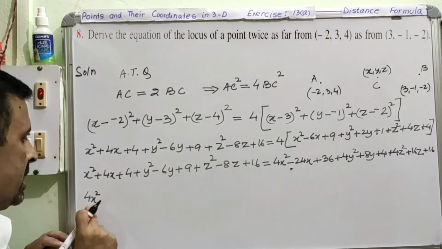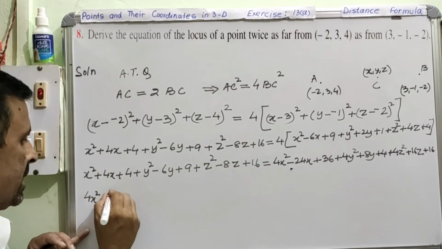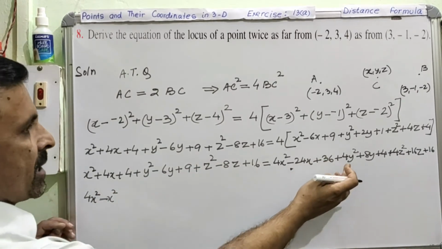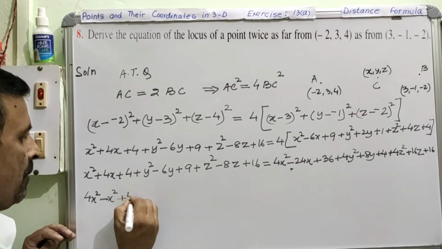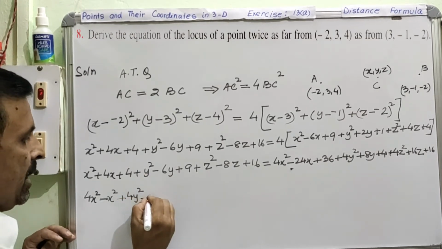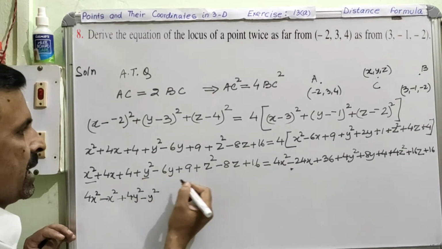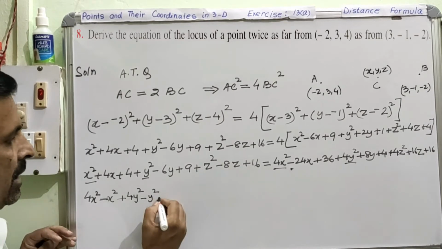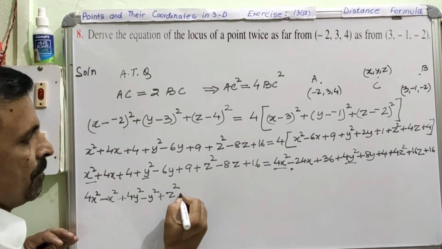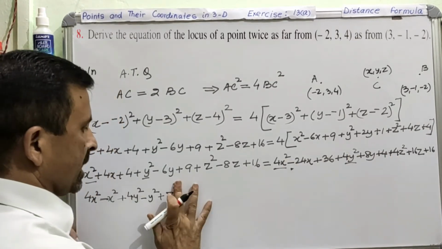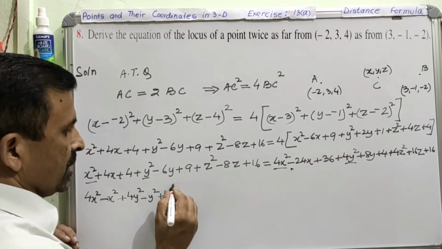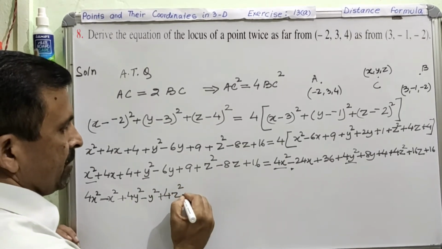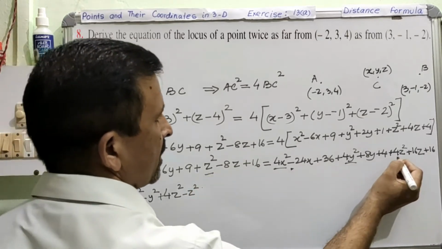So 4x square is this, and then minus x square. First let us write all the square terms. This is 4y square, and this will be minus y square. So this term is done. Just go on underlining so that you don't get confused. Then is z square. First of all, we write this 4z square, and then this is minus z square. This is done.